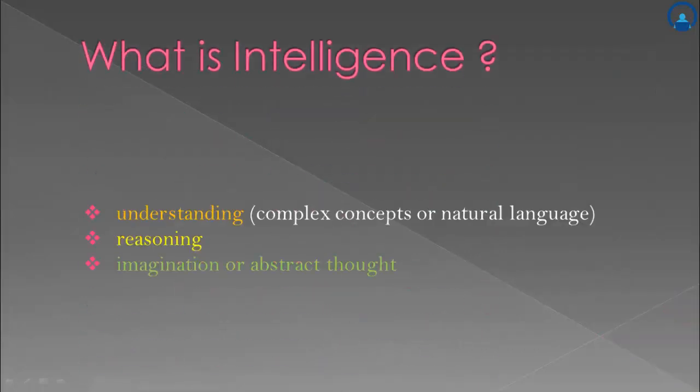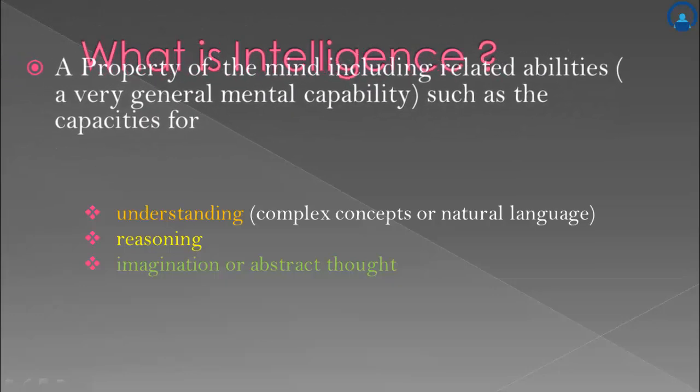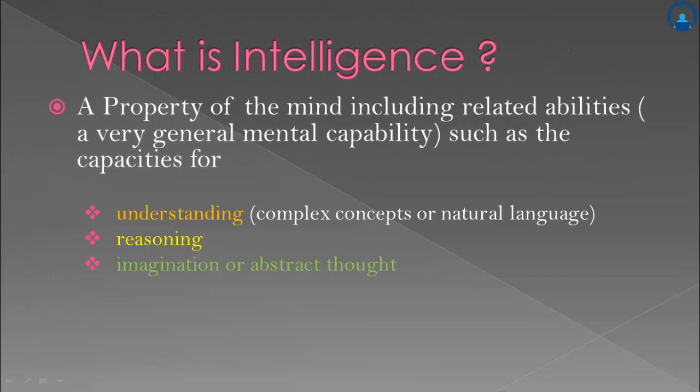What is intelligence? It's a very good question, right? When we say, oh, that boy is intelligent, she is intelligent, oh, that girl who comes first in the class, she is intelligent, we don't know what exactly intelligence is. It's a property of the mind, including related abilities.